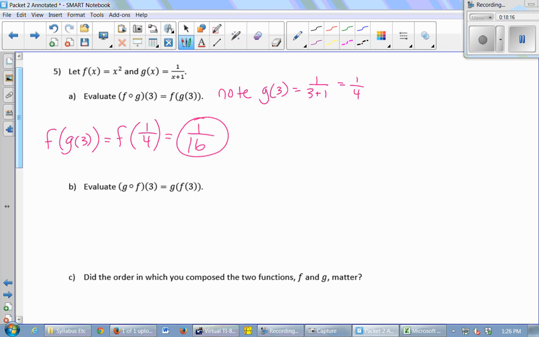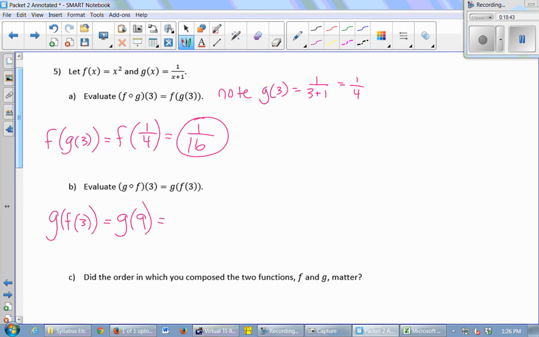All right, what if we go in the other direction and I want to find g composed with f of 3? This one was f composed with g. Now I want to do g composed with f. So my inner function is now f instead of g. They changed places. F of 3 would be 9, so g of f of 3 is the same thing as g of 9. And then what's g of 9?